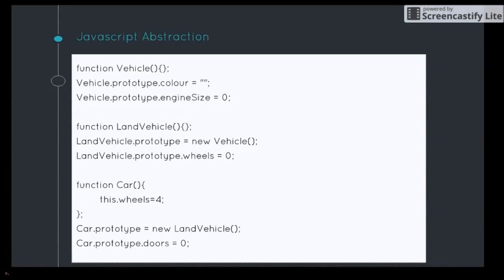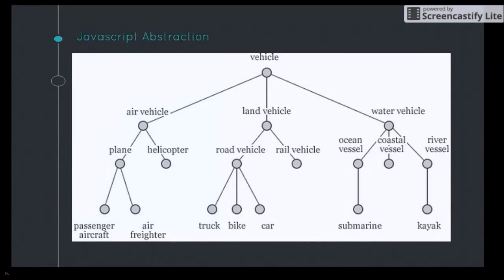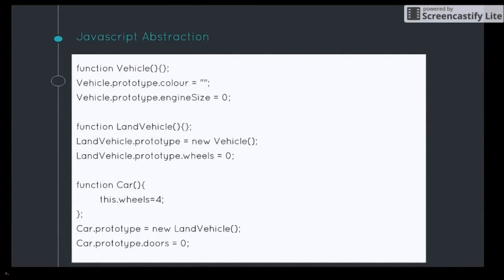Then we know that land vehicle inherits from vehicle, so land vehicle now inherits from vehicle, and we give it its own variables. Land vehicles have wheels. After that, we create an object called car, and in this example, all cars have 4 wheels. So this object has its own variable called wheels. Then it inherits from land vehicle, and it has doors in its prototype, so that can be inherited. So this is how you would do the image here.